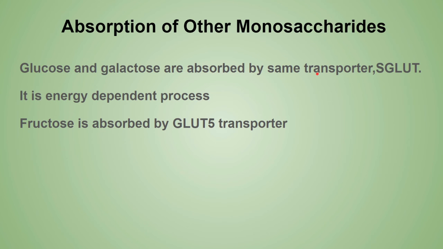Now the absorption of the other monosaccharides. Glucose and galactose are mainly absorbed by the same transporter, the sodium dependent glucose transporter. Always remember, this is an energy dependent process against the concentration gradient, and therefore absorption is almost complete from the intestine. But the fructose is absorbed by the GLUT5 transporter, glucose transporter 5. Other monosaccharides are absorbed by carrier mediated facilitated transportation, and if absorption is not complete, the remaining molecules are fermented by the intestinal bacteria.